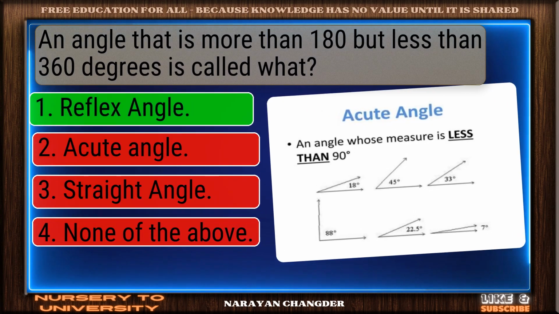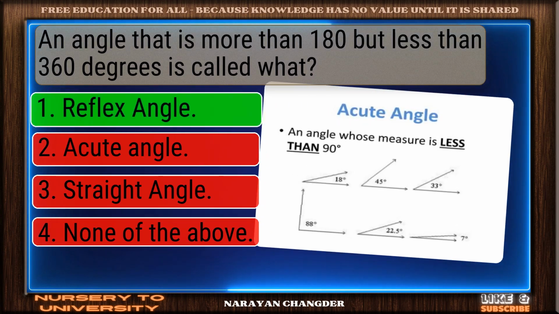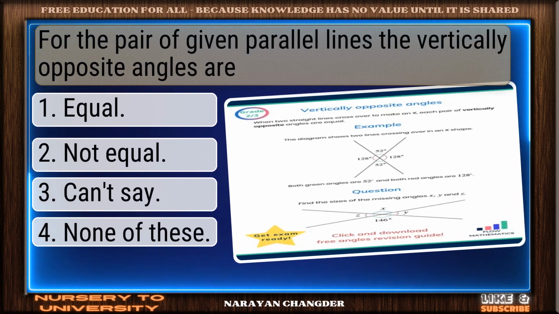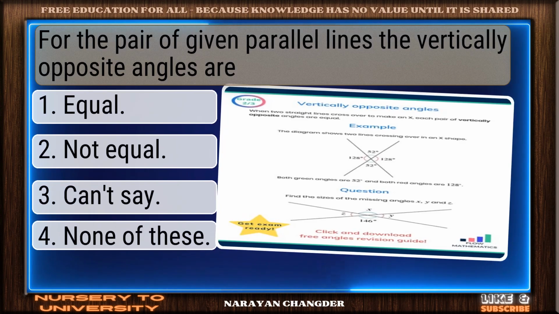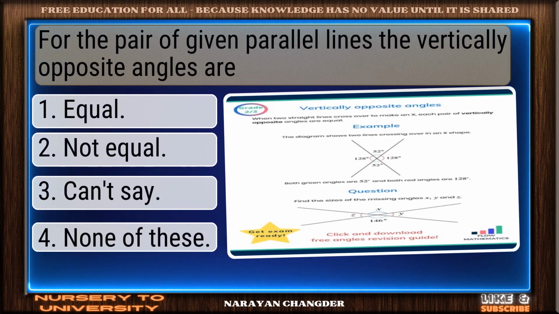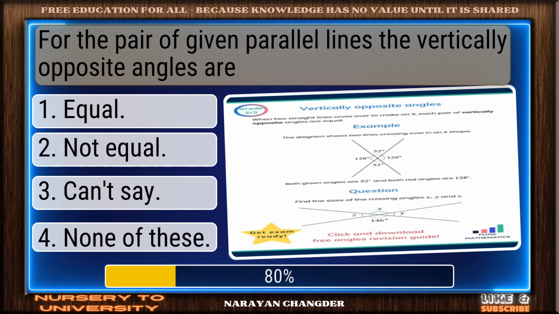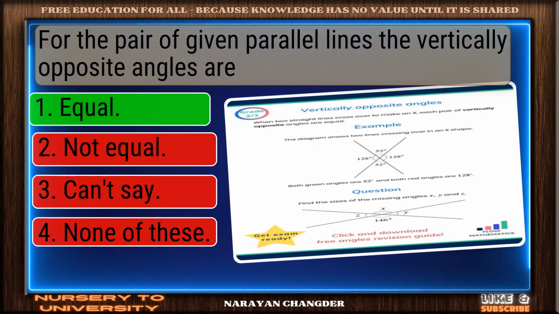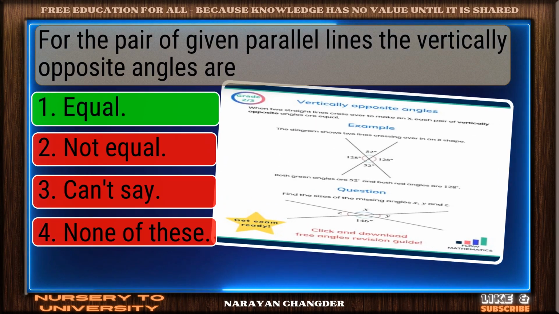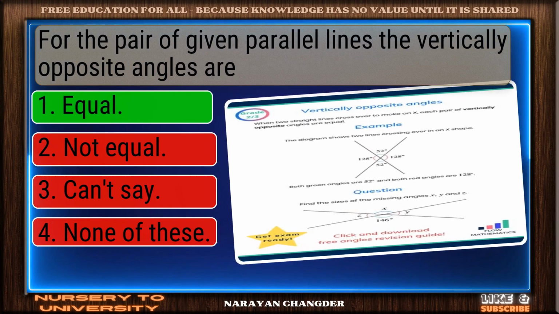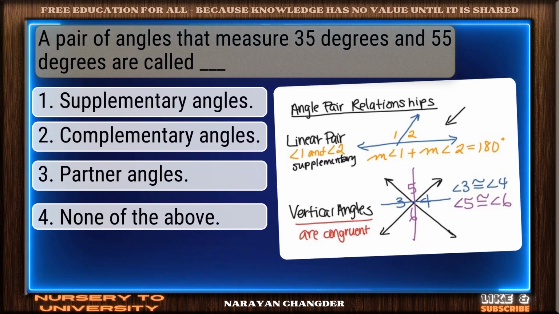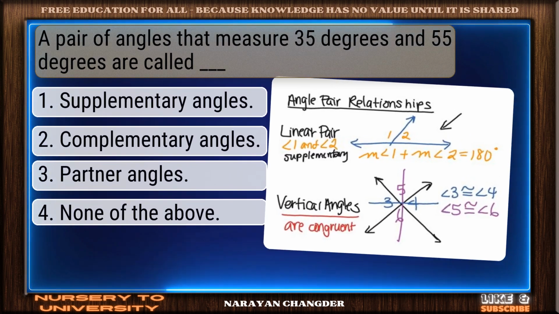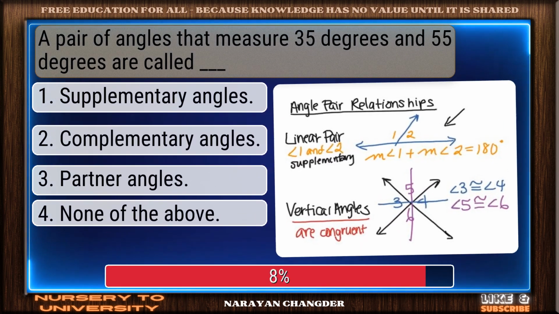Nice work. You chose reflex angle and it is correct. Question number 93. For the pair of given parallel lines, the vertically opposite angles are. Correct response. Equal is the most accurate answer. Question number 94. A pair of angles that measure 35 degrees and 55 degrees are called dash.